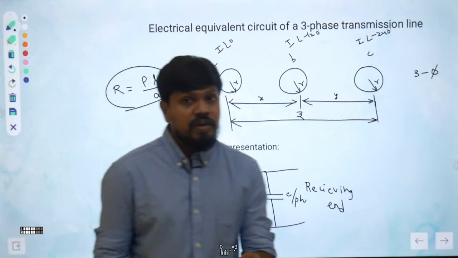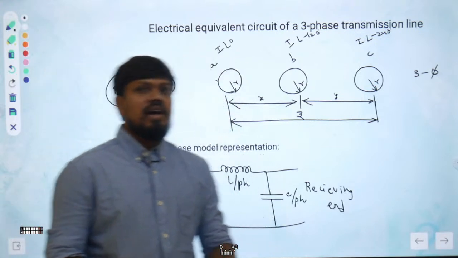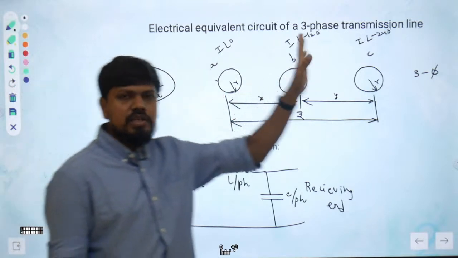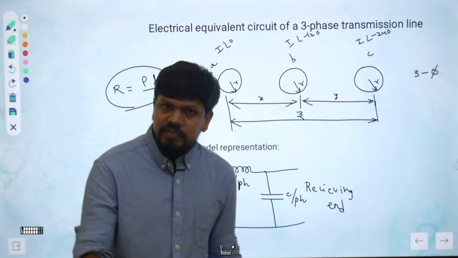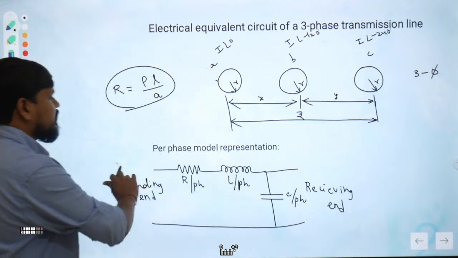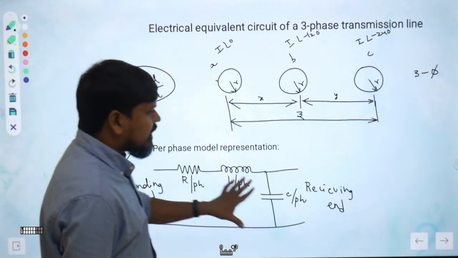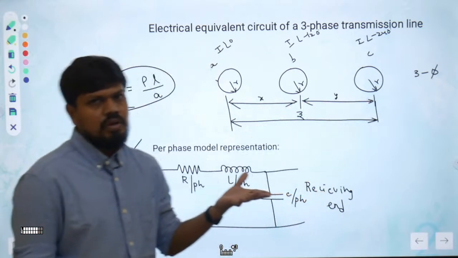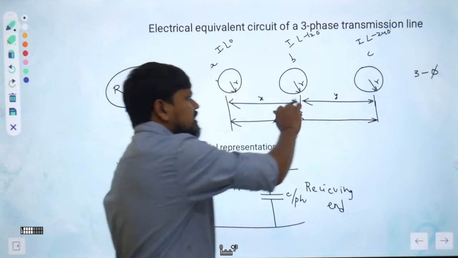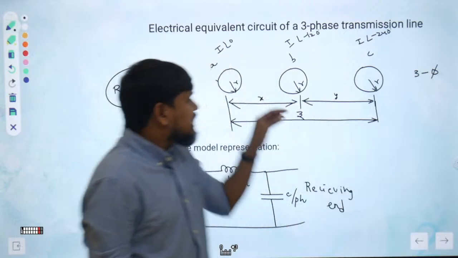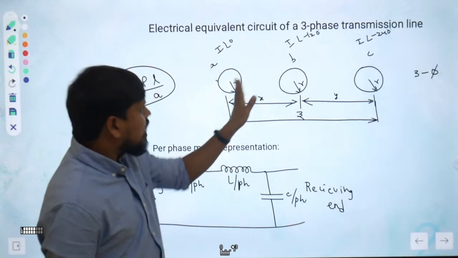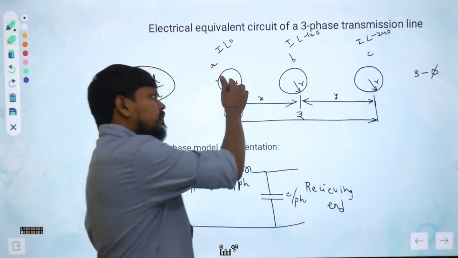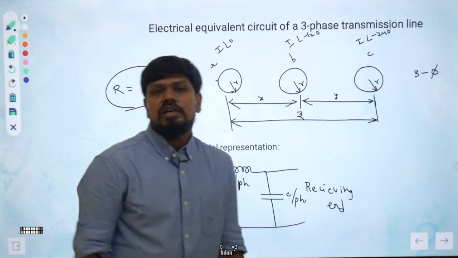Once it will be different, then you cannot analyze even a single network, A separately, B separately, C separately, we have to do. Instead of that, we are representing a per phase model. To represent like that, see, mutual distances are different. Understood, right? Mutual distances are different. So that means distances are different, from conductor to conductor, and from conductor to the ground, distances are different.